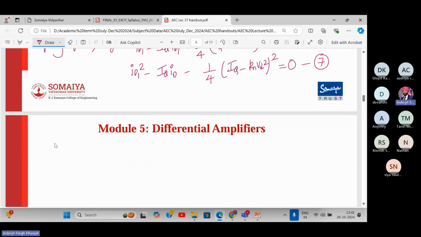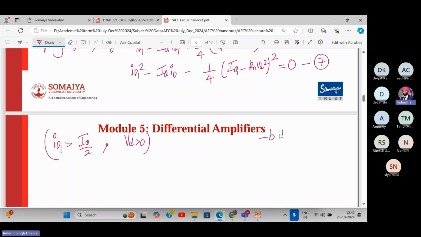So we apply the quadratic formula and rearrange the terms. We note that ID1 is greater than IQ by 2, and VD is greater than 0. So these two are the assumptions. Do you remember this formula? Root of minus B plus or minus square root of B square minus 4AC upon 2A. Do you remember these roots?